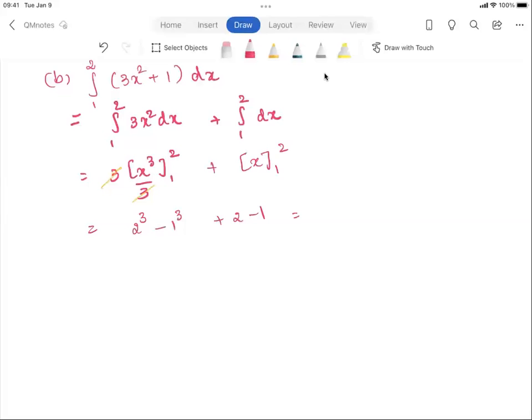So this would be 2 cubed is 8 minus 1 plus 2 minus 1 is 1. This and this get cancelled. Minus 1, minus 1. So the answer of this is going to be 8.